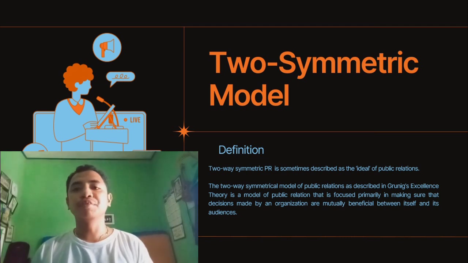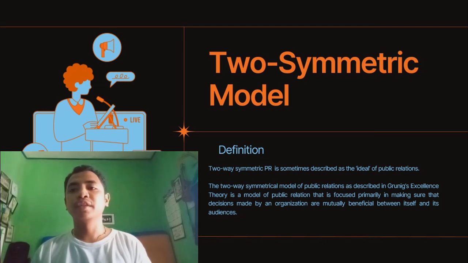Two-way symmetric PR is sometimes described as the ideal of public relation. The two-way symmetrical model of public relation, as described in Grunig's excellence theory, is a model of public relation that is focused primarily on making sure that decisions made by an organization are mutually beneficial between itself and its audience.